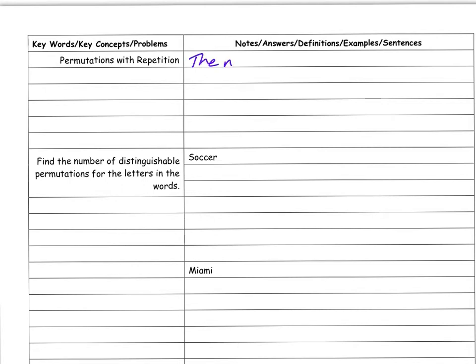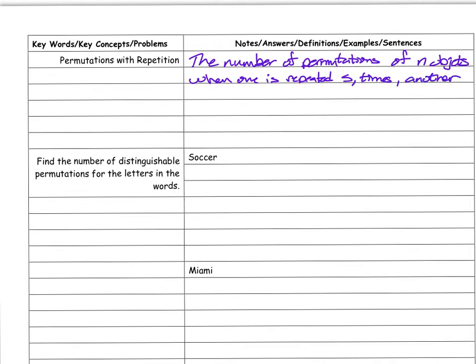So the number of permutations of n objects when one is repeated s sub 1 times, another is repeated s sub 2 times, and so on.